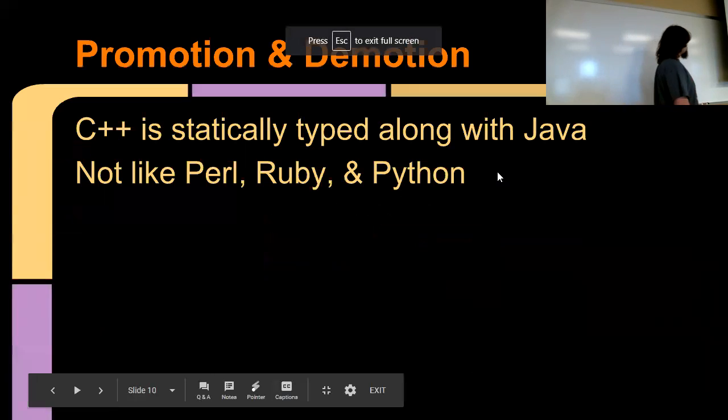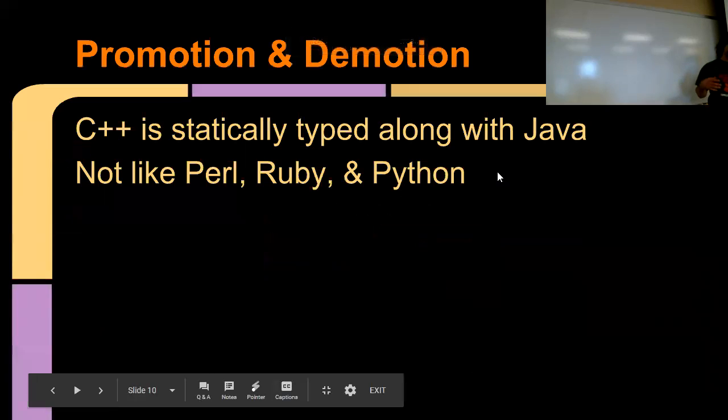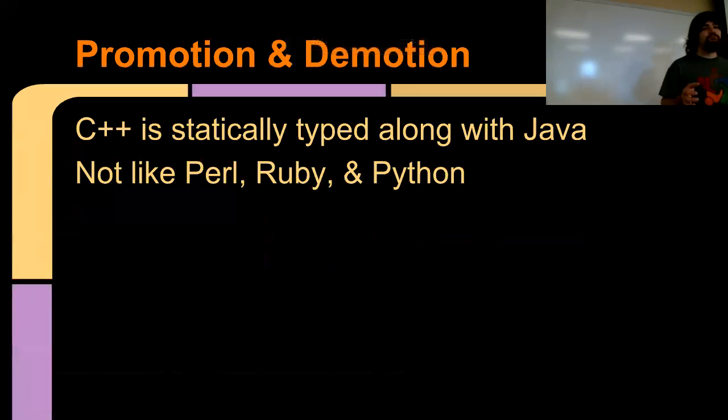Okay. So now let's talk about promotion and demotion. One of the cool things about C++ is that it is statically typed. And this is, for the most part, true with Java. Java's been changing a little bit in the last 2 years.